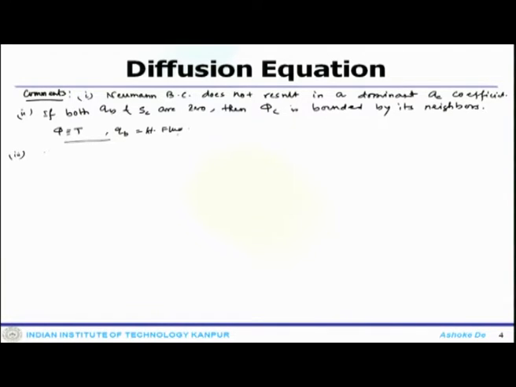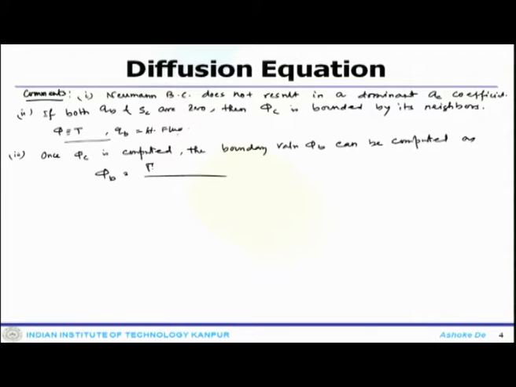Now, third point, once phi c is computed, the boundary value phi b can be computed as phi b equals gamma b over d B times phi c minus Q B, divided by gamma b over d B. So, from phi c, once that elemental variable is calculated, you can calculate back the specified value.